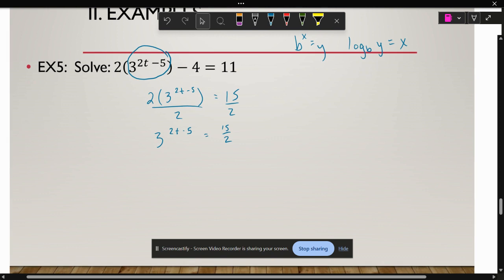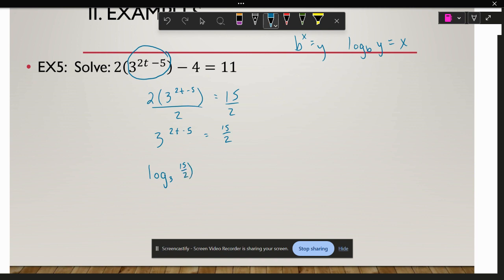And as you can see now, it's in that b to the x equals y format. So I can move it into log base, because I really can't think of anything times 2 minus 5 as an exponent that would give me 15 over 2. So log base 3 of 15 over 2, or 7.5, equals 2t minus 5. So then next up, we're going to add 5, and then divide everything by 2 in order to get t by itself.